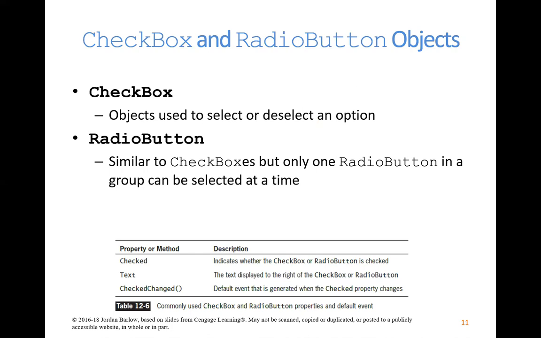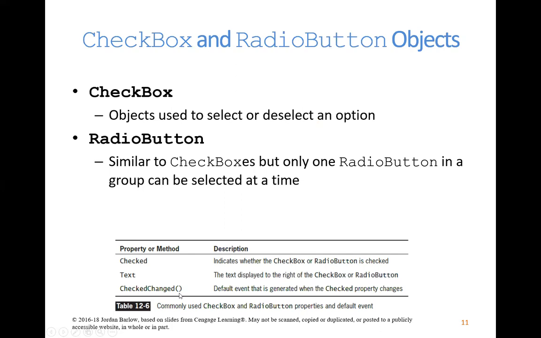The main properties and methods that we work with when we use checkboxes and radio buttons are these three. The checked property, which indicates whether the checkbox or radio button is currently checked by the user. The text property, which should be obvious, is the text displayed to the right of the actual box or button. And then the default event that's generated with one of these types of controls is the checked changed method.